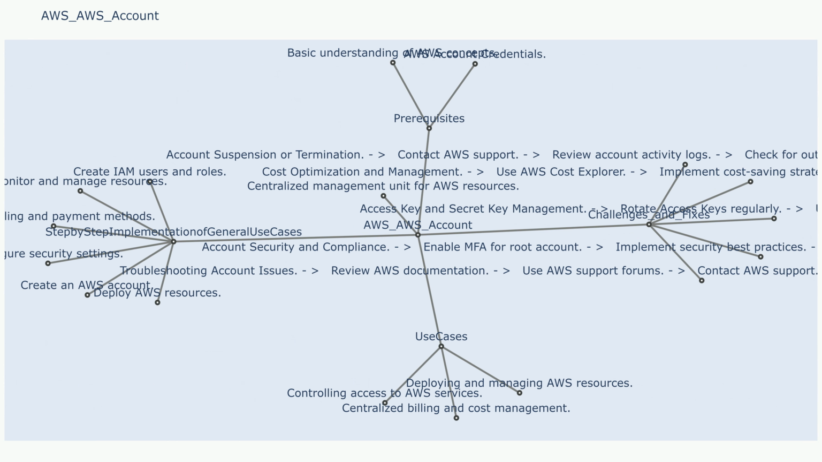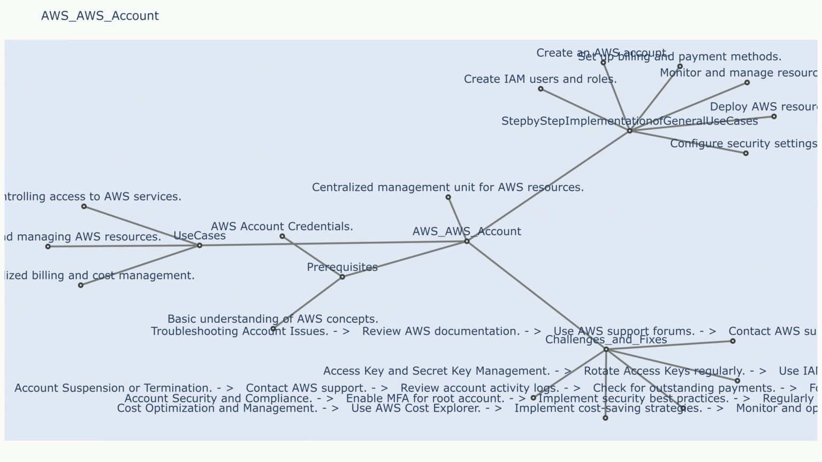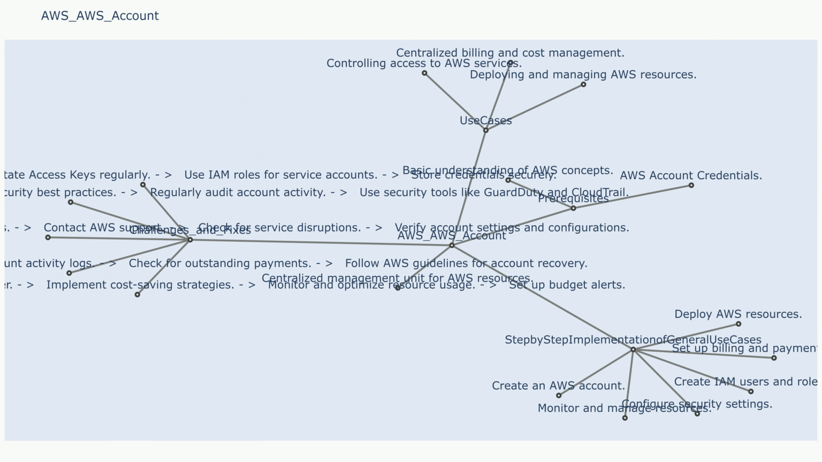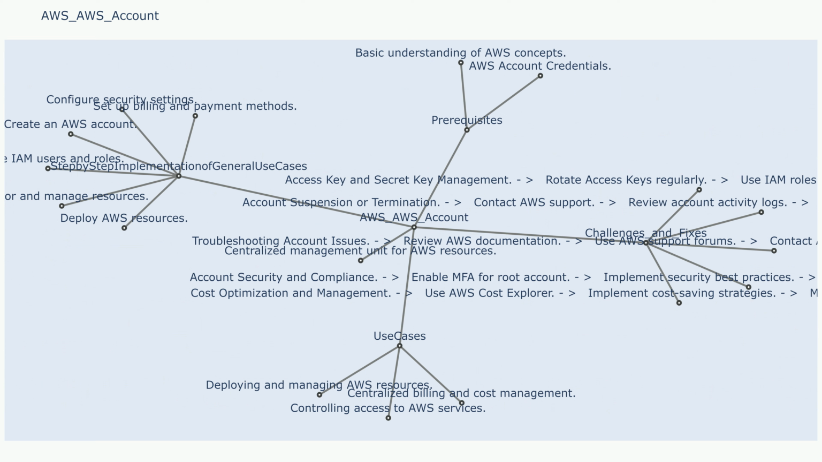Create an AWS account. Sign up for an AWS account using the AWS website, providing necessary information and selecting the desired account type. Configure security settings. Enable multi-factor authentication, MFA, for the root account and implement security best practices like access control lists, ACLs, security groups, and policies. Set up billing and payment methods. Configure payment methods for your AWS account and set up cost alerts to manage spending.